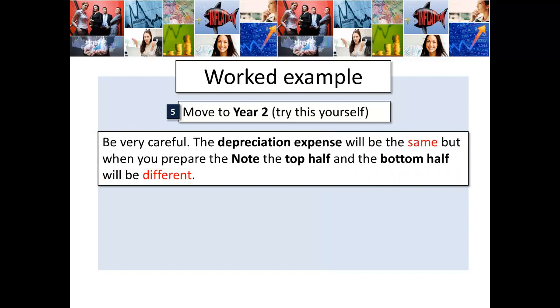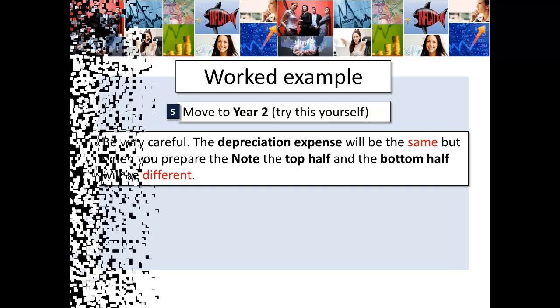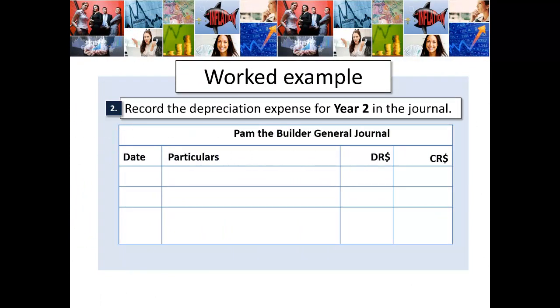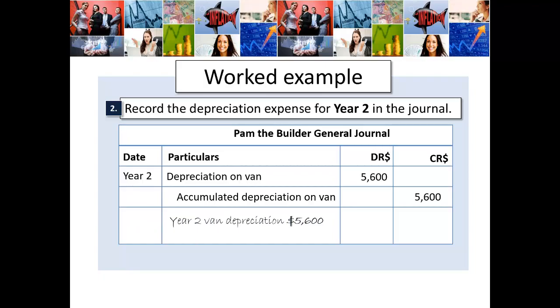You can try this for yourself, pause the video. It's exactly the same as the straight line method, apart from the depreciation amount has changed. So the top half and the bottom half are going to be different after that first year. The depreciation expense, nothing different here. Depreciation on van, the new amount, accumulated depreciation van is a credit. Year two, the van depreciation is $5,600, our general journal entry.